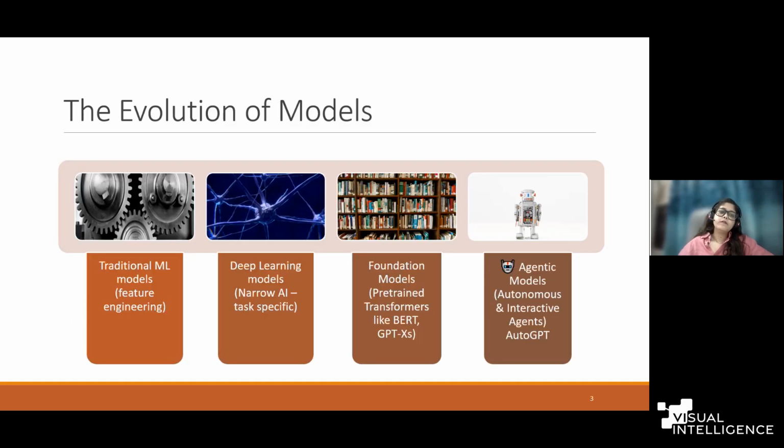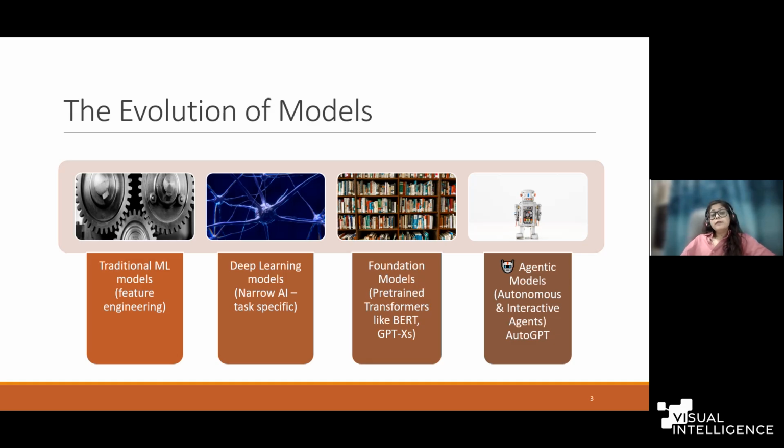Okay, so the evolution of models. We are all already aware of these things, but I'm just going to talk about it very quickly for the sake of completeness. We initially had traditional ML models where we had to do a lot of feature engineering. Then we had deep learning models, which performed very efficiently on many tasks, but they can now be labeled as narrow AI because they were very task specific. They performed really well on tasks, but again, they were trained for very specific things.